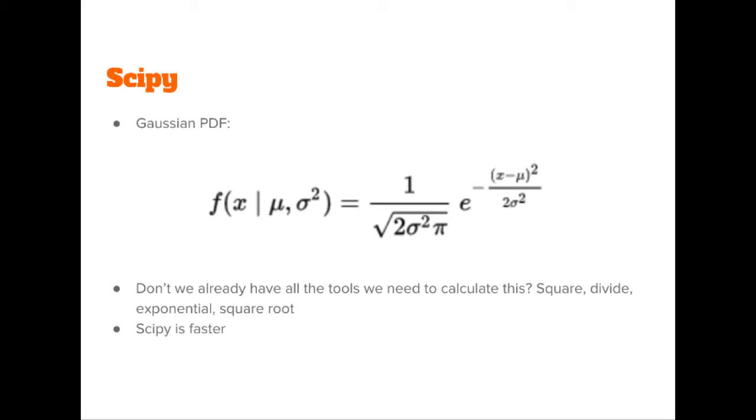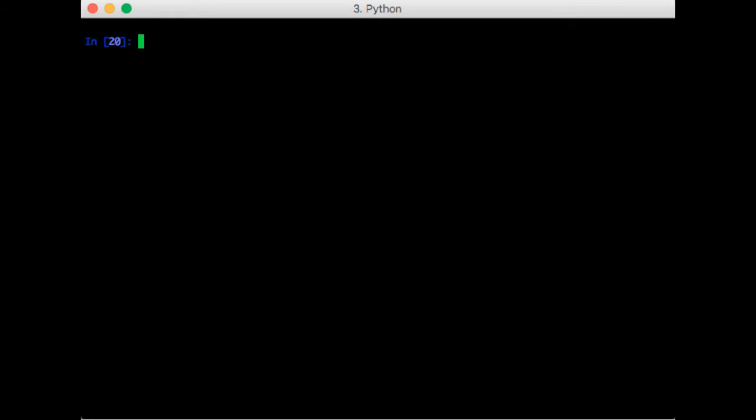Well, of course, SciPy gives us a better way to calculate the PDF. In fact, you should always use SciPy if possible, because it will be much faster. First, let's import the norm module. So one thing we can do, for example, is find the probability density of 0 from the standard normal distribution. So that's norm.pdf of 0.